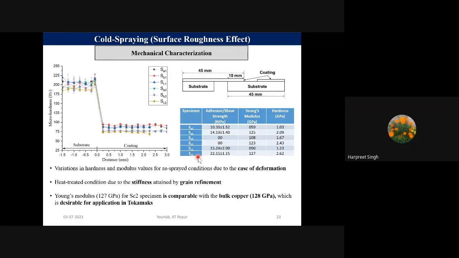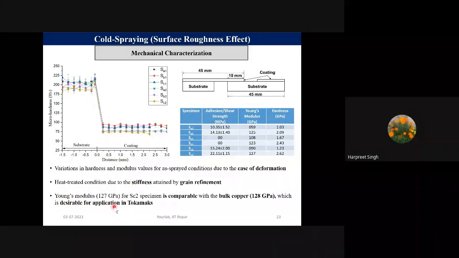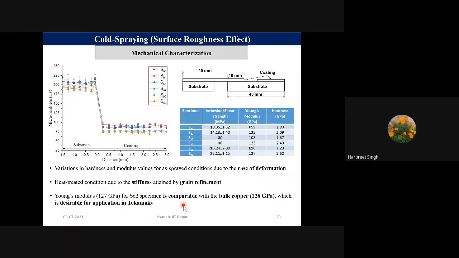And then micro hardness and other properties we evaluated, and we can see these values achieved, and hardness and so on. Now this is what we hoped: Young's modulus for the SC2 specimen was comparable with bulk. What was this SC2? It means we applied the heat treatment also on this mirror polished sample.